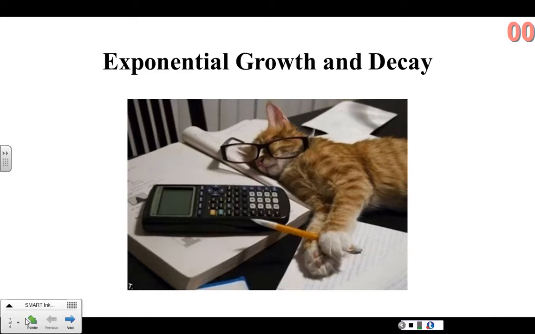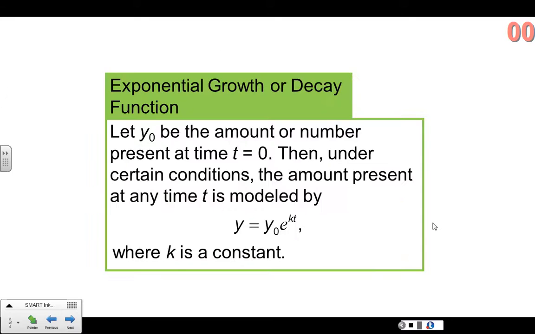In this video, we'll talk about exponential growth and decay. Exponential growth or decay function. Let y sub 0 be the amount or number present at time equals 0. So that's your initial amount.